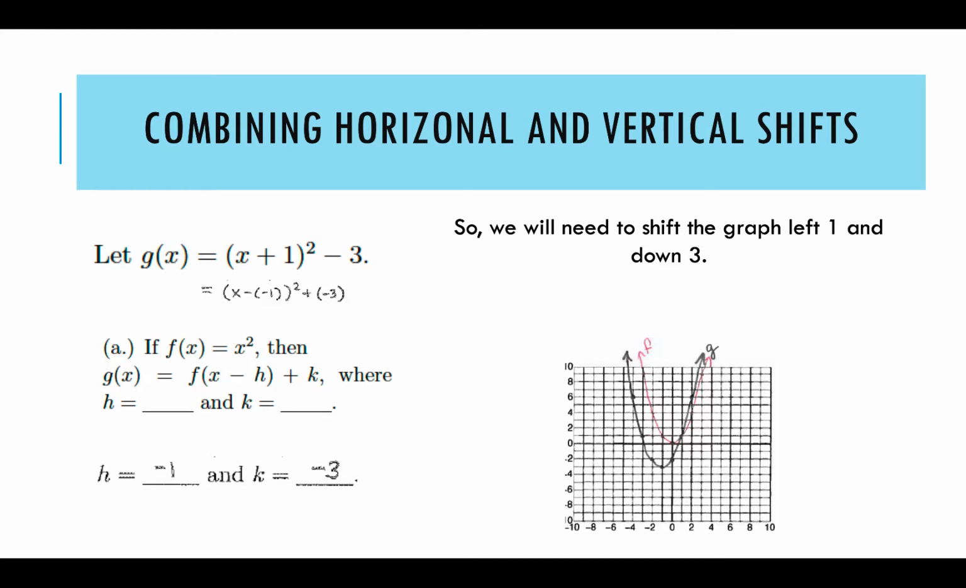If h is negative 1, that means we shift the graph left 1, and k being negative 3 tells us we're going to shift the graph down 3. So we have the graph here on the right hand side. In the red I have f, which is just the x squared graph, and g is the other graph.